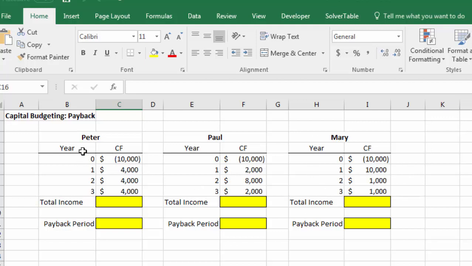So I have created a template for us to work this and entered the details of the cash flows for each project, Peter, Paul, and Mary.